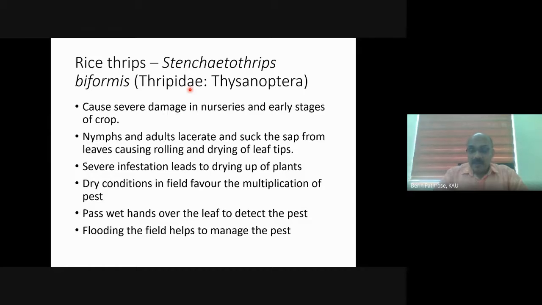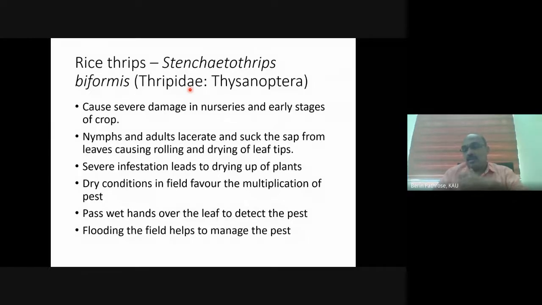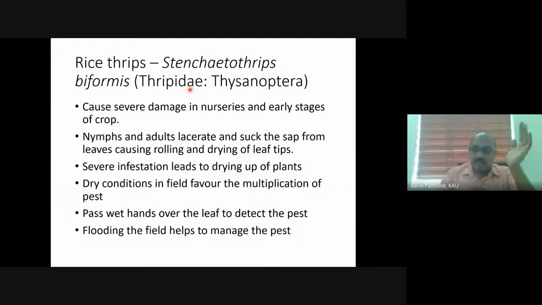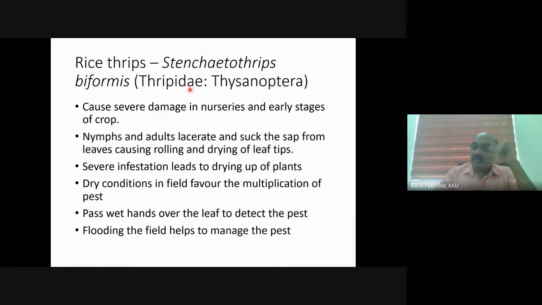And regarding the management, as I told you, dry conditions favor the multiplication of this pest. Thrips is a major problem in Kuttanad, so there we usually advise farmers to flood the field for a period of 1 or 2 days. Flooding of the crop for 1 or 2 days doesn't cause any harm to the crop. Rice is a crop which can survive flooding for 3 to 4 days. It will recover easily. It will kill all the rice thrips and we can easily manage it.